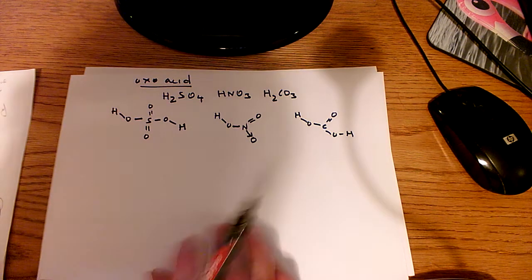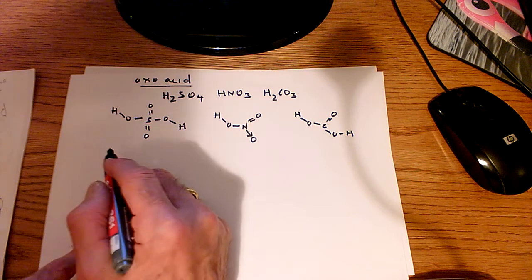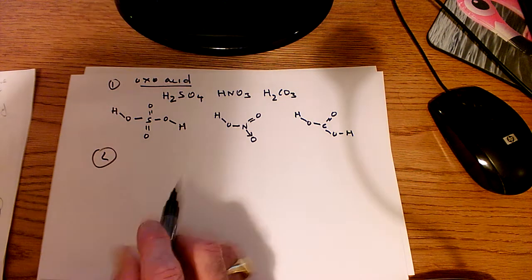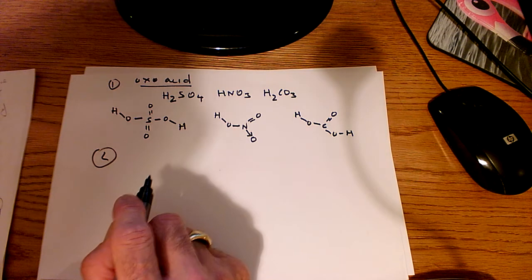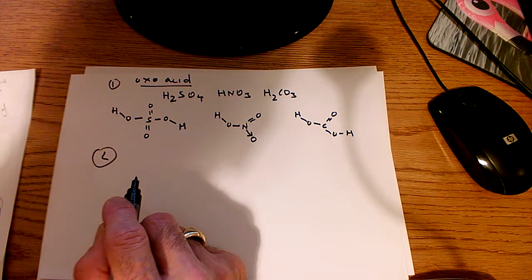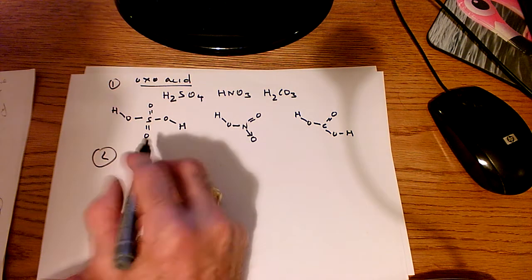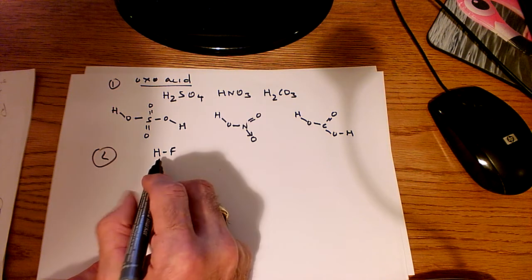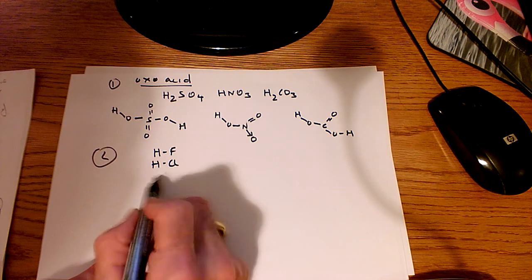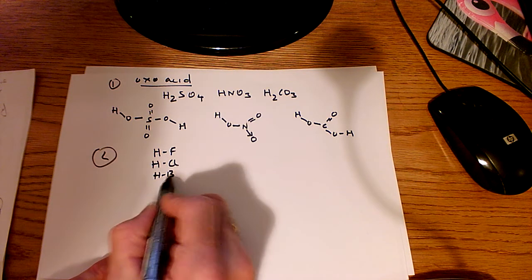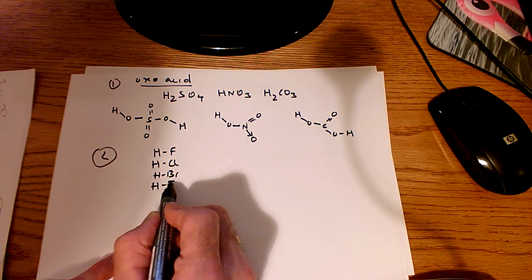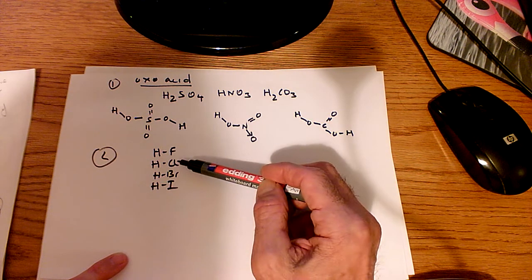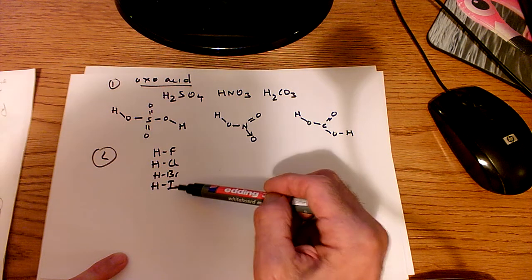The second type of acid, that's number one. Second type is when hydrogen is bonded to an electronegative atom other than oxygen. So here are some examples that you know. So we've got hydrofluoric acid, hydrochloric acid, hydrobromic acid, hydroiodic acid.